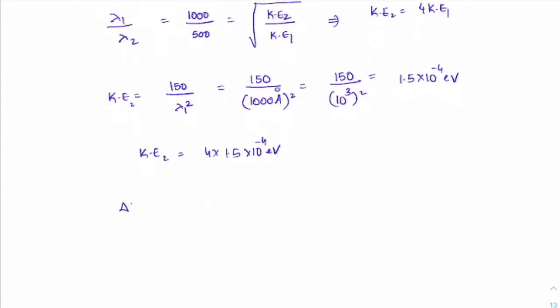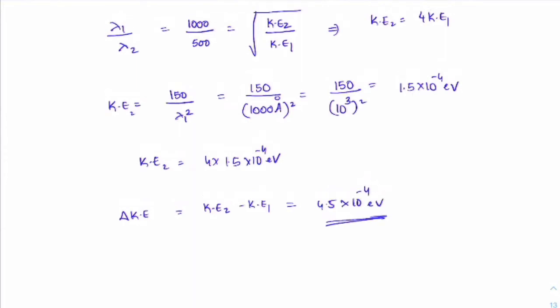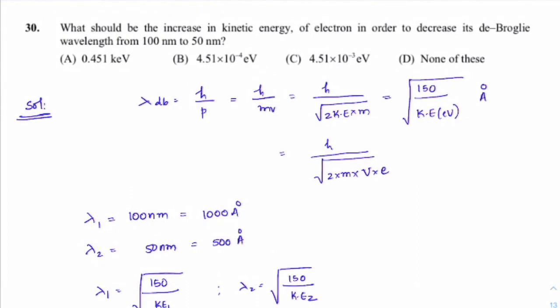The difference of this kinetic energy is what has been asked, which is kinetic energy 2 minus kinetic energy 1, which would be equal to 4.5. Because if you see this value, this is around 6 minus 1.5. So that is 4.5 into 10 raised to the power of minus 4 electron volts. Let's check the answer. 4.5 into 10 raised to the power of minus 4 electron volts. You can see the answer B is matching for it. Okay.